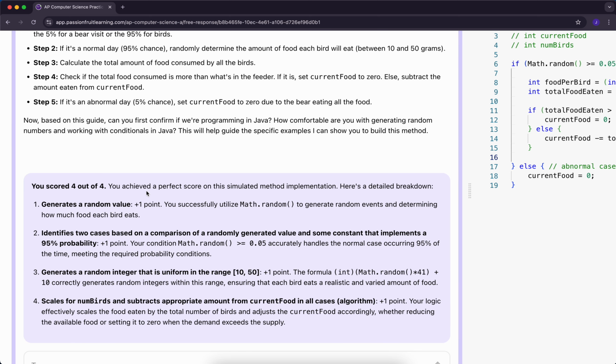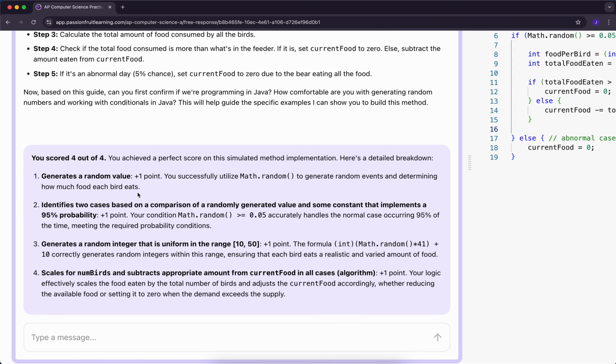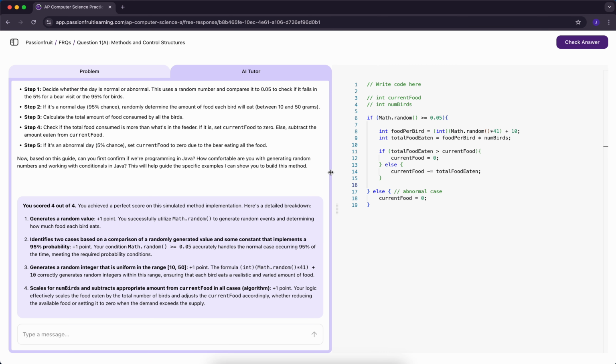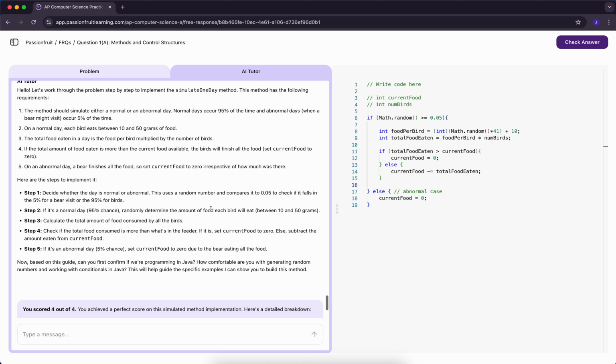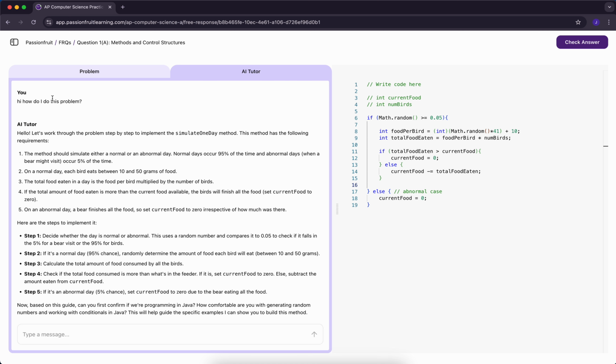Score. All right. As you can see, we got a 4 out of 4. Here are all the scoring criteria. And if you had questions, you can always ask the AI tutor, just like how I did earlier.